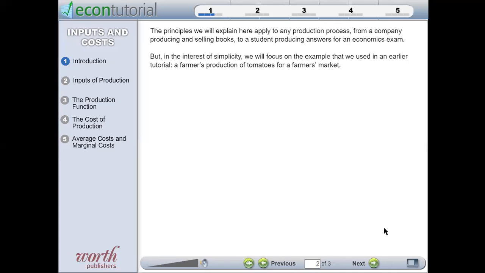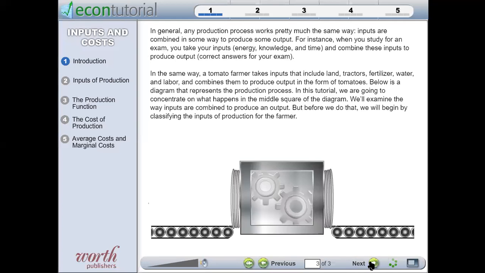Or for example, if a company is producing tangible goods or the company is producing services, that doesn't matter. We are only simplifying it so we can present a model that can be easily understood and that could be applied to any other process. So you can apply the same analysis to any other process that you're interested in. So in general, any production process works pretty much the same way. Inputs are combined in some way to produce some kind of output.